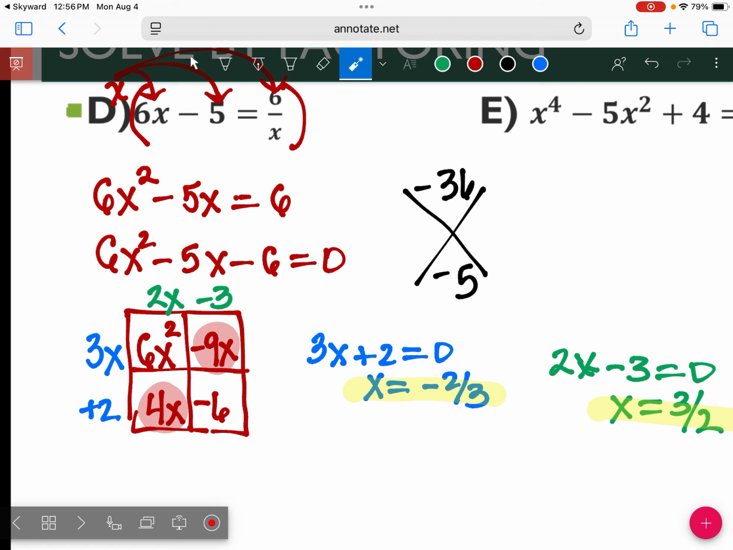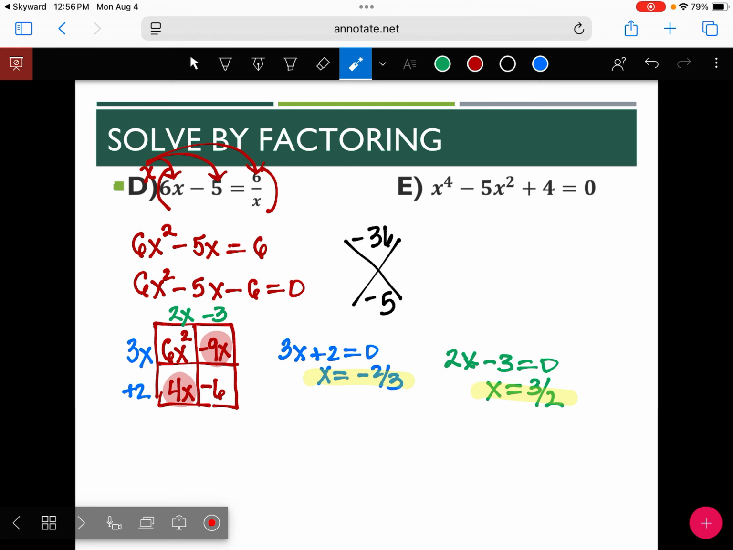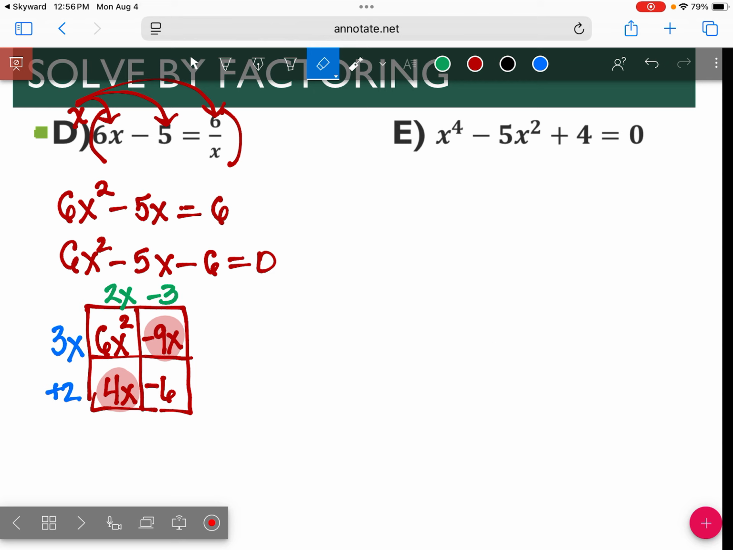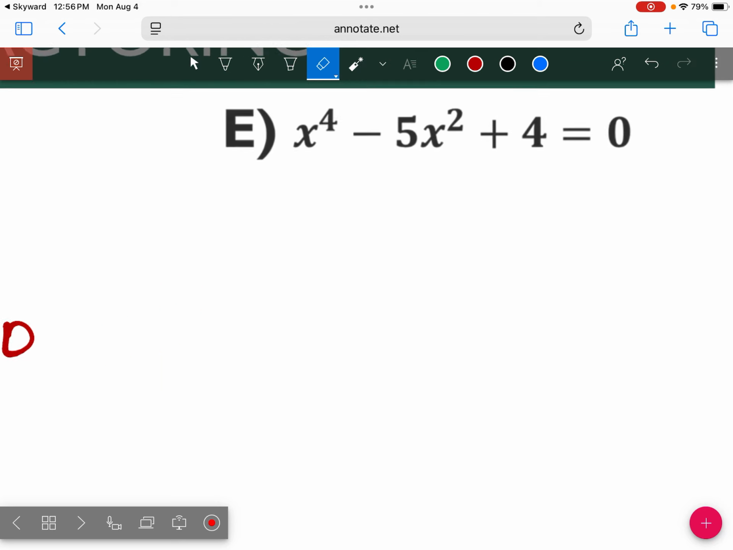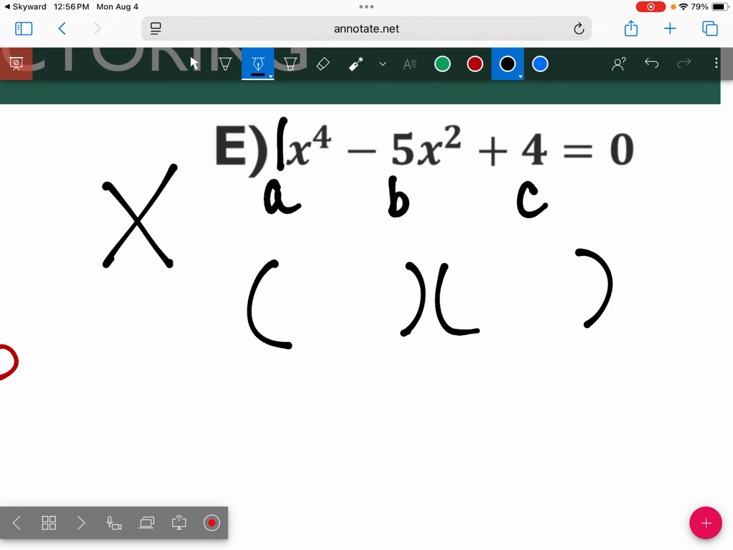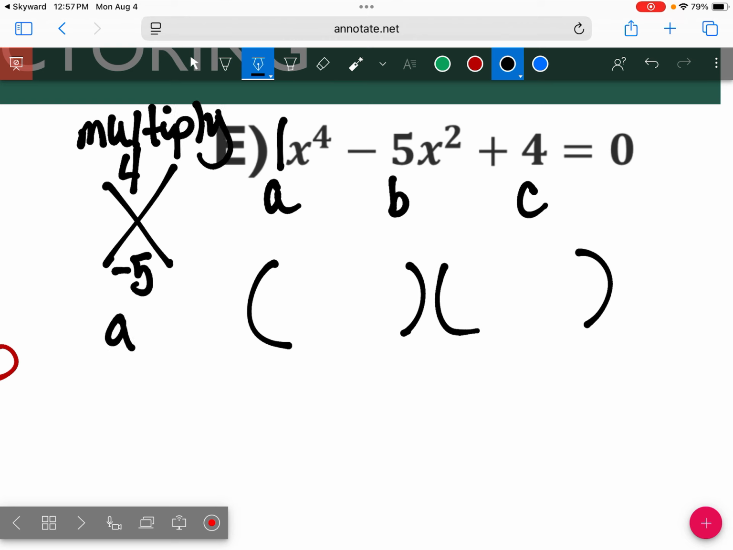Any questions about D before I move on? All right, so now let's look at question E. Question E is still a trinomial because there are 3 terms. So this is my A value, this is B, and this is C. I need to find 2 numbers that multiply to 4 and add to negative 5.